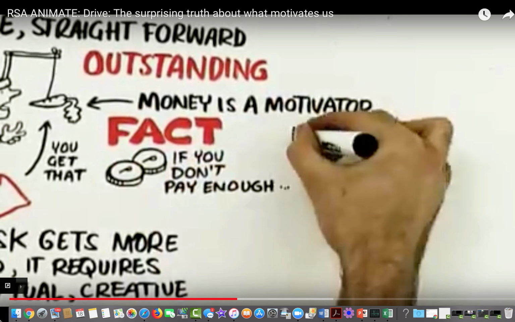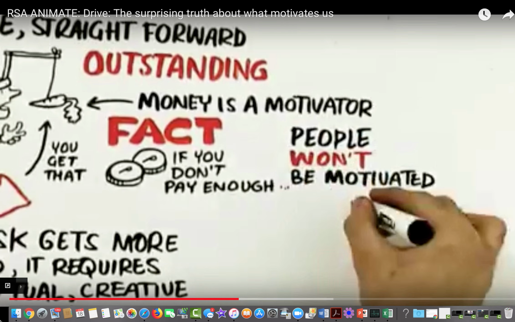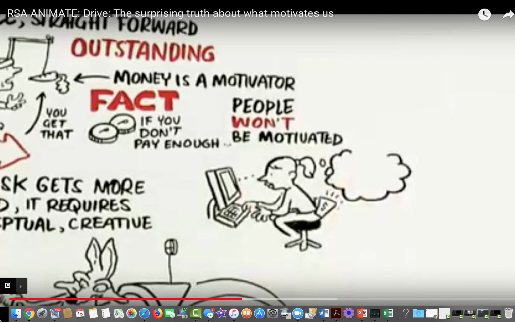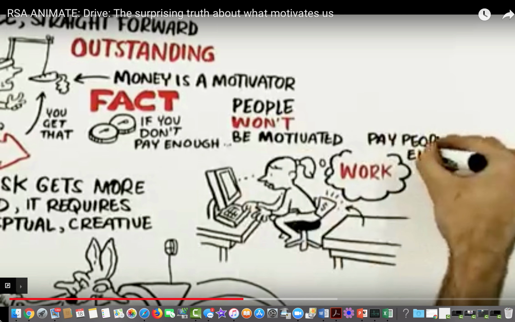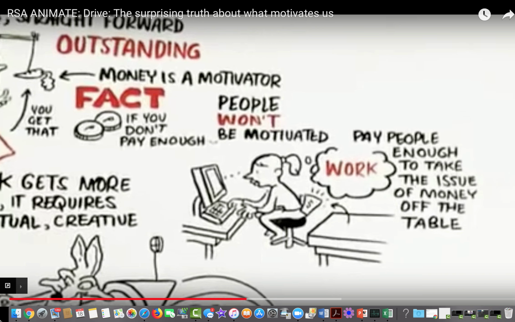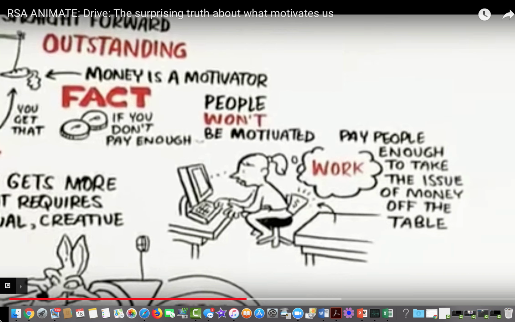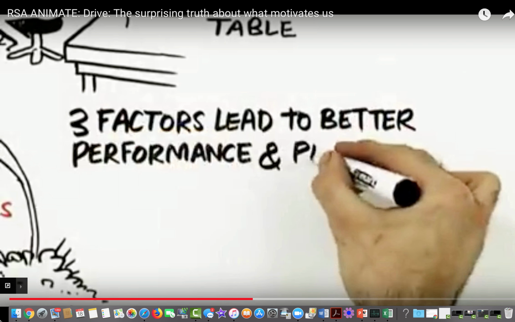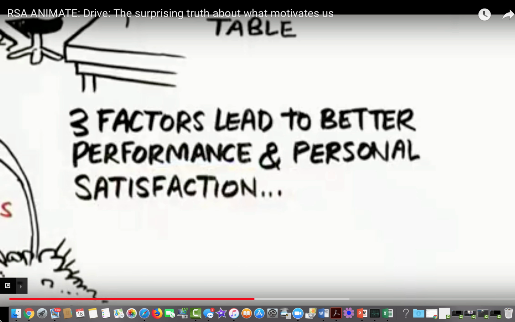If you don't pay people enough, they won't be motivated. What's curious about it, there's another paradox here, which is that the best use of money as a motivator is to pay people enough to take the issue of money off the table. Pay people enough so that they're not thinking about money and they're thinking about the work. Now, once you do that, it turns out there are 3 factors that the science shows lead to better performance, not to mention personal satisfaction.